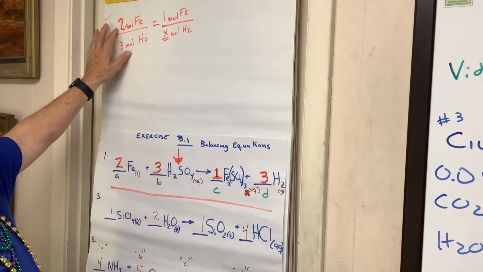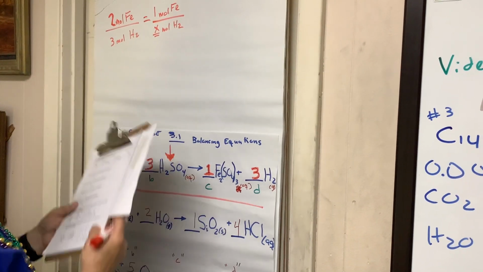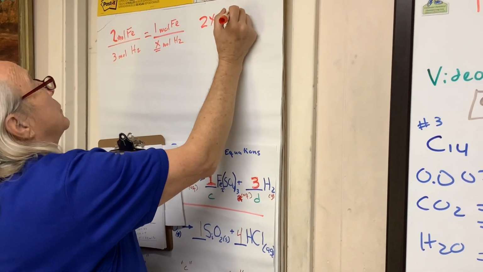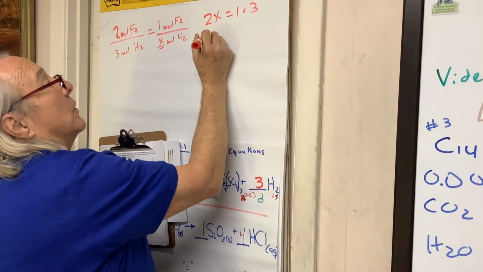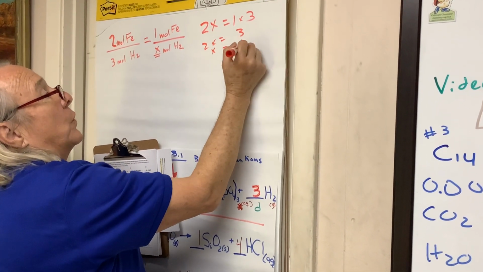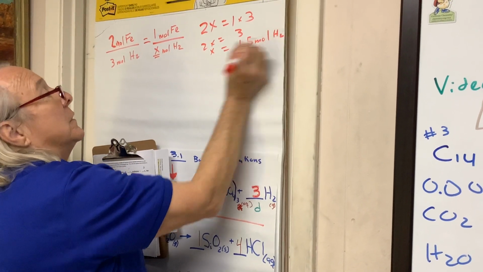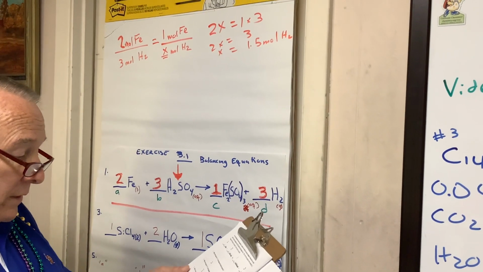So, the formal way to do this is to set up your mole ratios and cross multiply. So 2x is equal to 1 times 3. So 2x equals 3, so x equals 1.5 mole H2. So this x is equal to 1.5. That's your answer. That's for number 5.